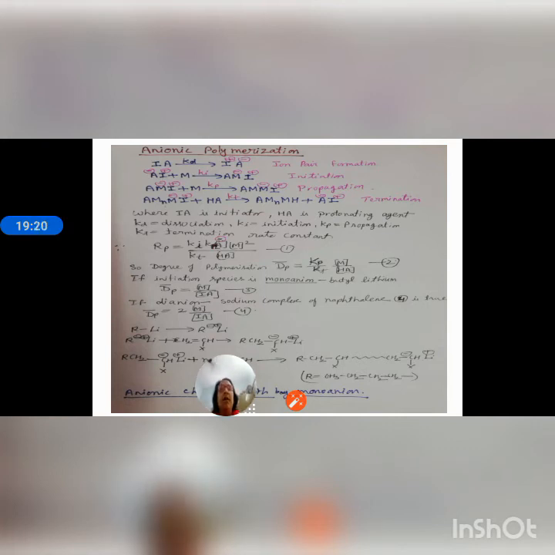The equation is given by R-Li equals R minus lithium, and then the radical formed again combines with the main chain and they propagate the reaction alternatively.